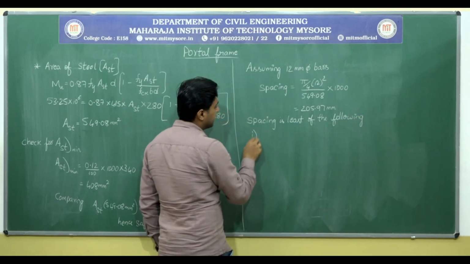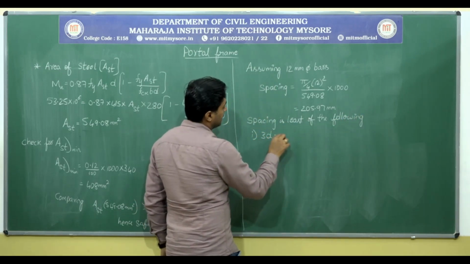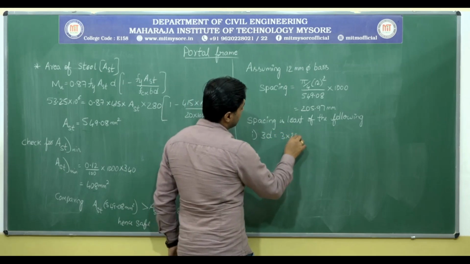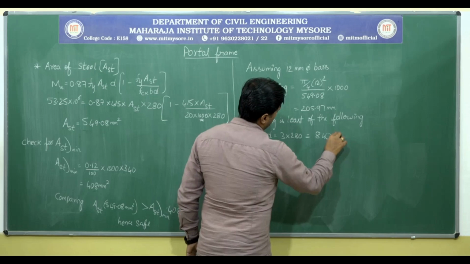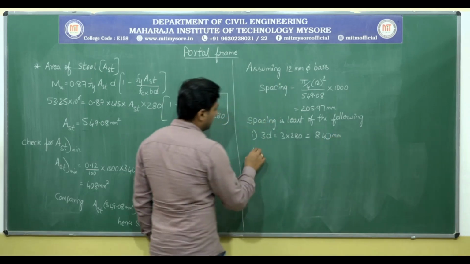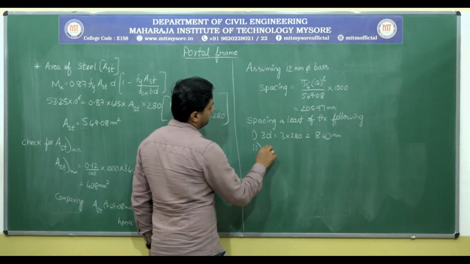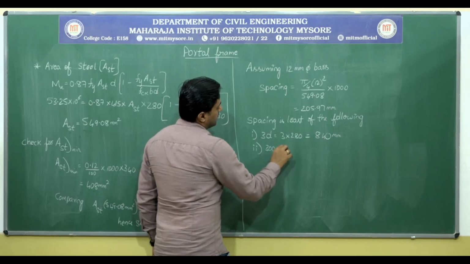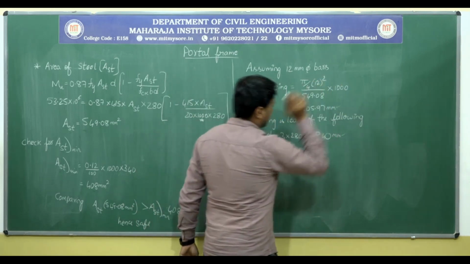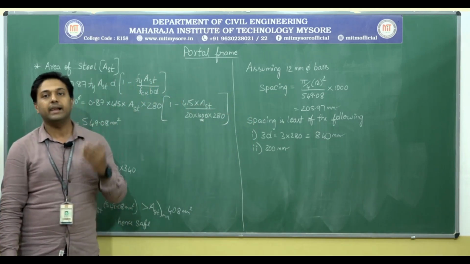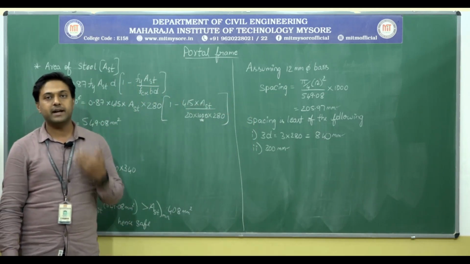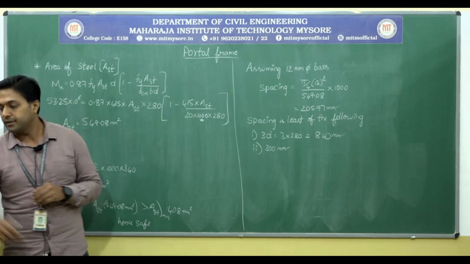So the first one is 3 times the effective depth. 3 times the effective depth is 3 × 280, which is 840 mm. Okay. The next one is 300 mm. So out of these, I can say that 205 is the least. So what I will be doing is, let us provide 12 mm dia bars at 200 mm center to center.